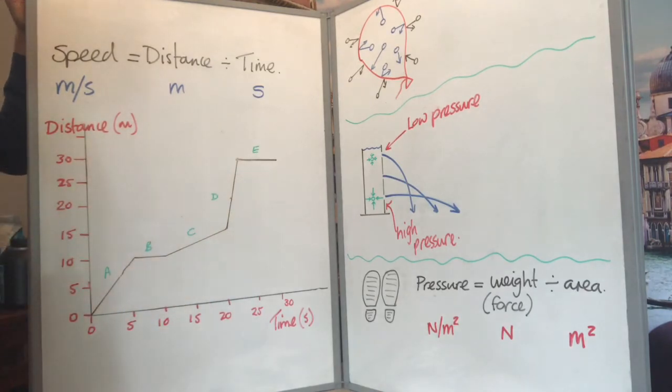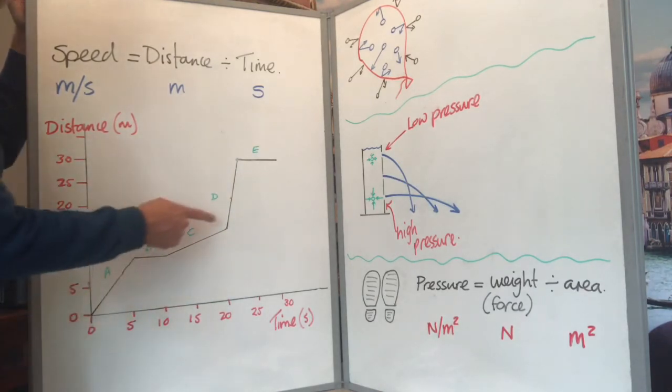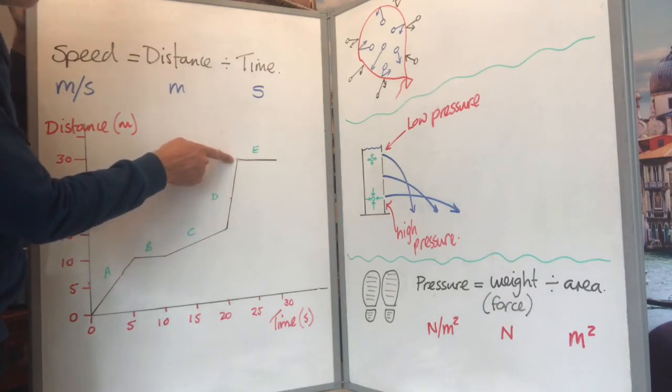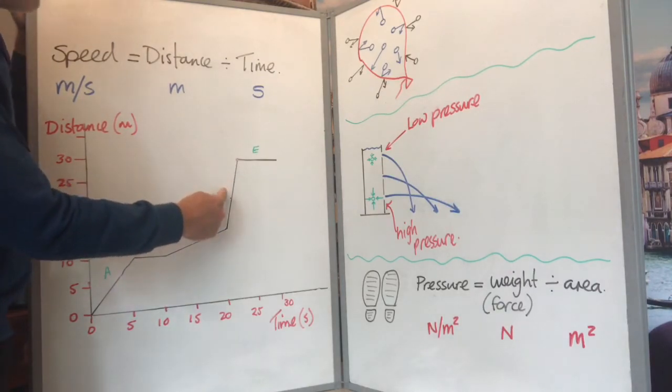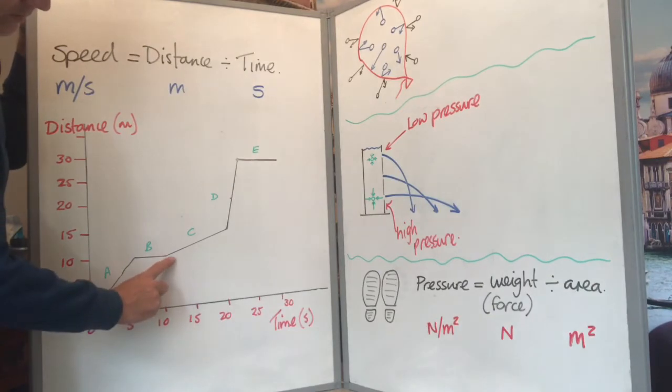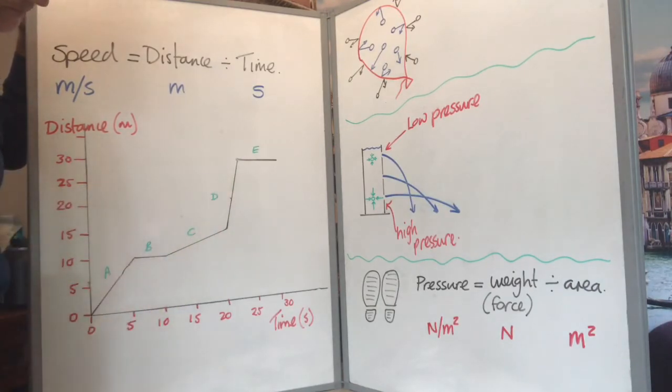Which was the fastest part of the journey? Well, it's where we were terrified and running like Usain Bolt. At this point, the steepest part of the graph is always the fastest part of the journey. The slowest bit, part C here, is the more shallow line. So the more shallow the line, the slower, the steeper the line, the faster.